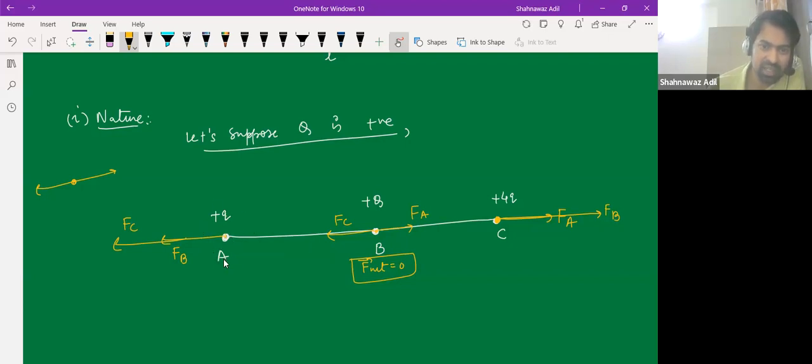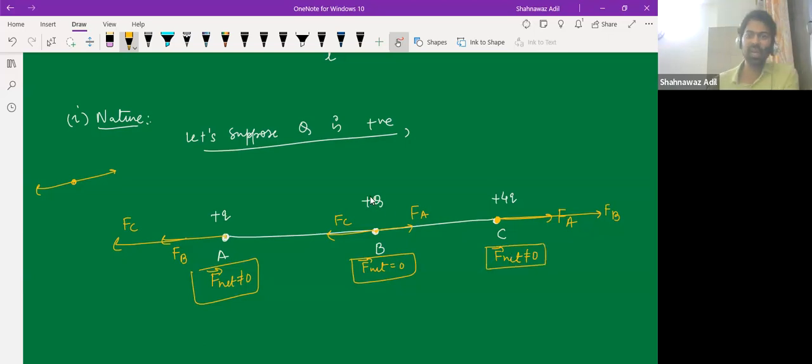So which means that here F net is not zero, right? Same case here. F net is not zero, which means that the charge cannot be positive, right? This case is invalid. If the system is at equilibrium, then this case is invalid. Clear, guys?